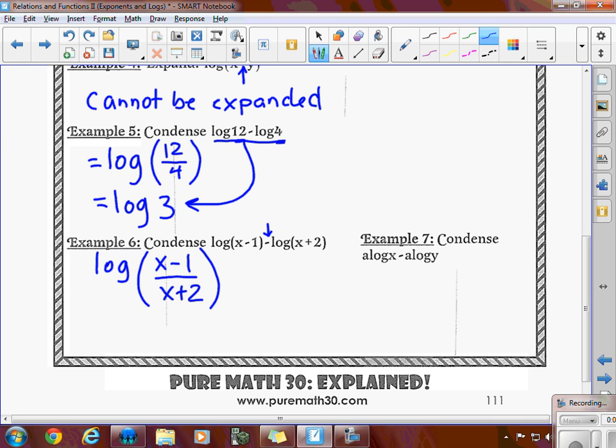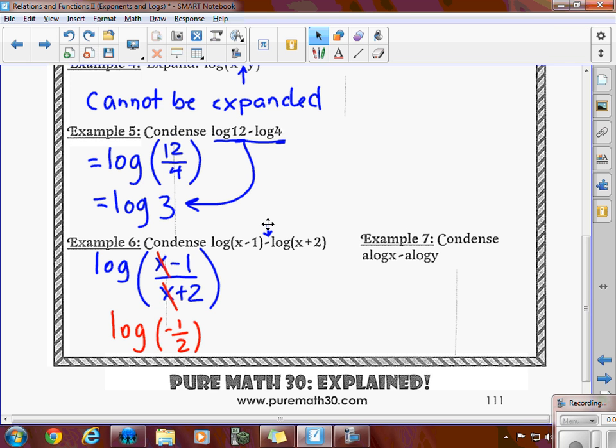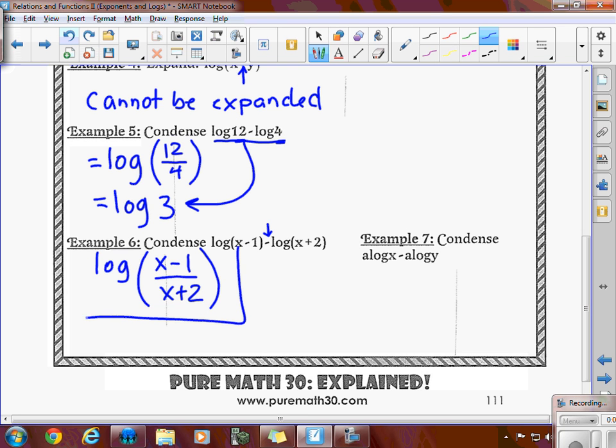It's condensed. Now the tendency that I would see a lot of kids incorrectly do is say, okay, now there's an x on top and an x on the bottom. They cancel, and I'm left with log of negative 1/2. This is incorrect. We cannot cancel part of a binomial with part of another binomial. So our final answer simply is log base 10 of x minus 1 over x plus 2.